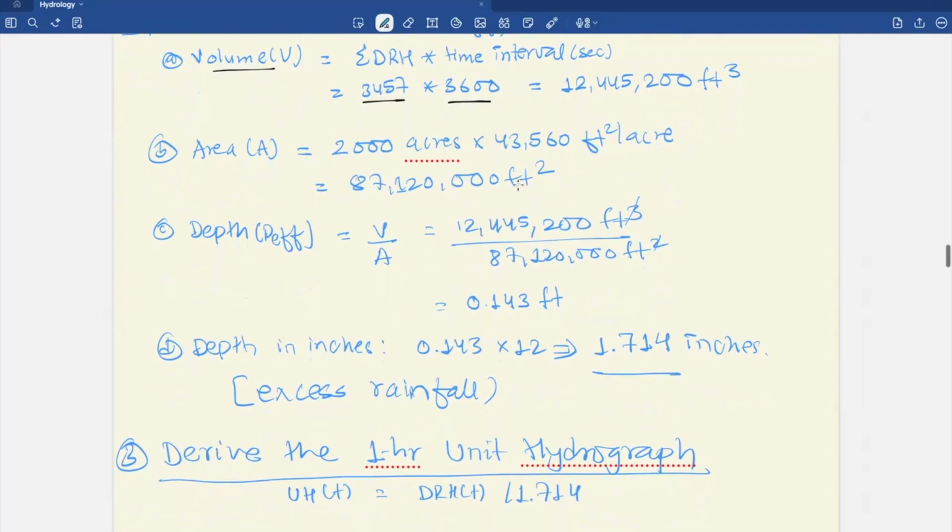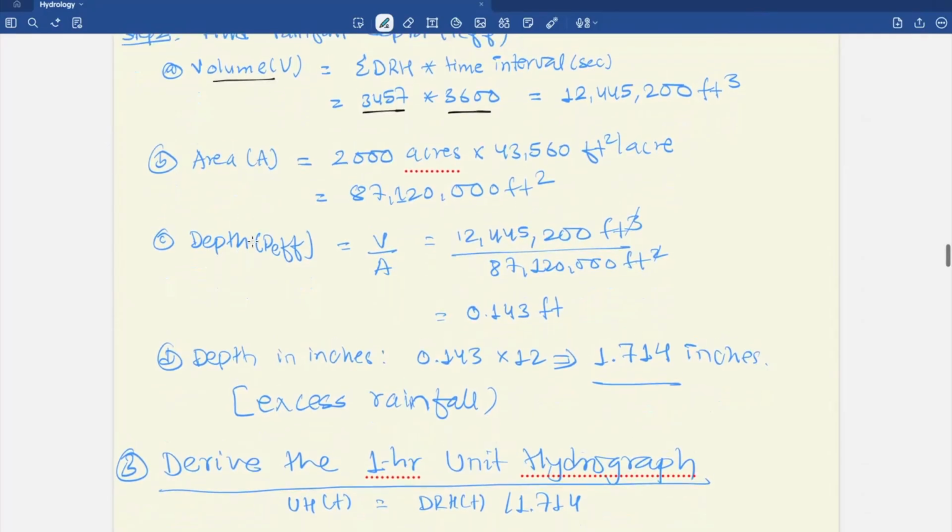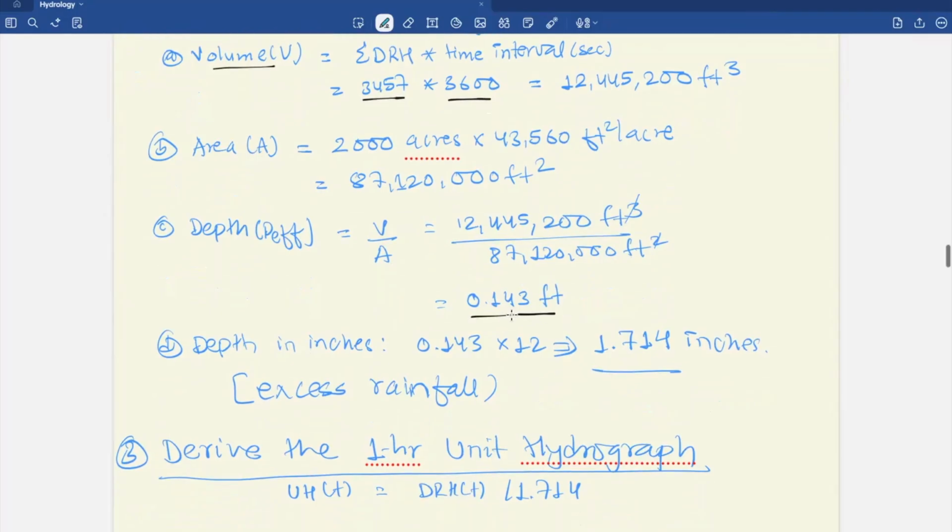After converting that into feet, we have volume and area. We will be computing depth. Depth will be equal to V by A. So our depth will be 0.143 feet. When we convert that into inches, it will be 1.714 inches. So that's our excess rainfall.